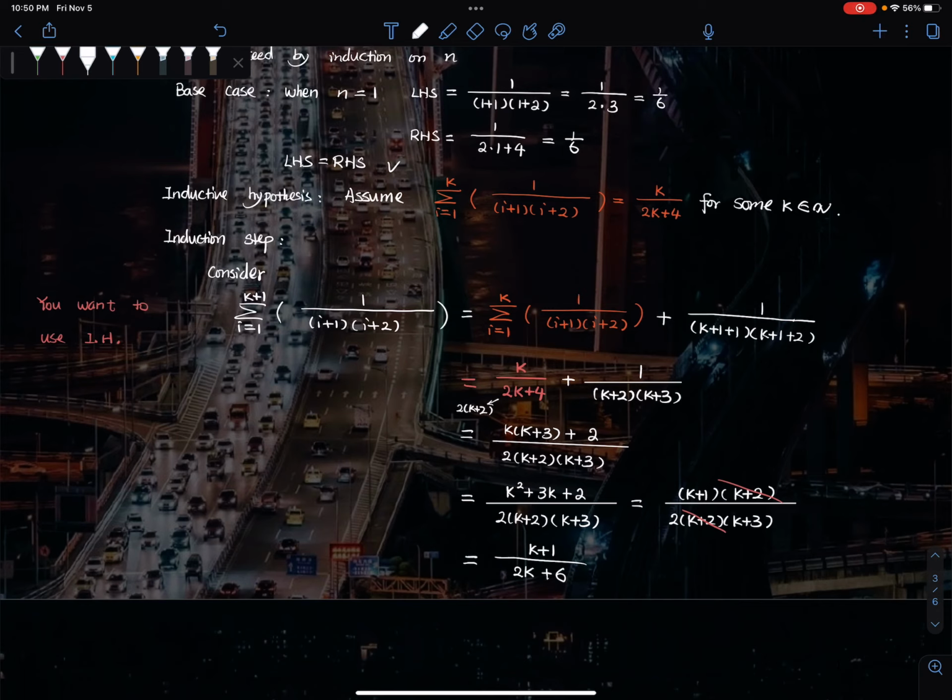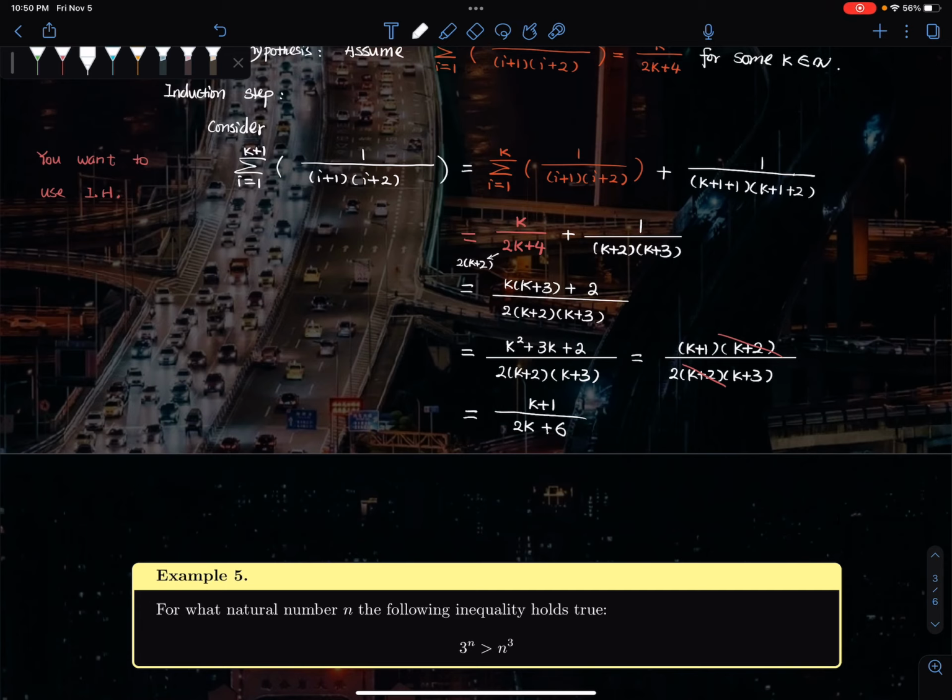Are you done? No. Why are you not done? It still doesn't look like this with k plus 1. So what do I want? I want (k plus 1) over 2 times (k plus 1 plus 4). 2 times (k plus 1 plus 4) is exactly 2k plus 6, okay? So my last step is I just need to write it in that form. So (k plus 1) over 2 times (k plus 1 plus 4). That's what you want, so as required.